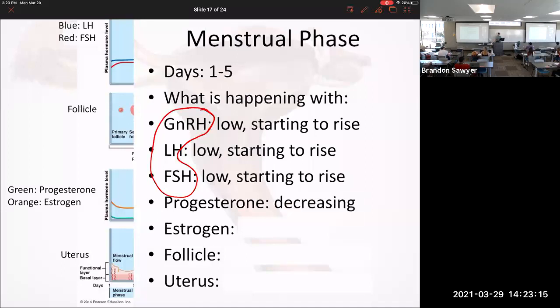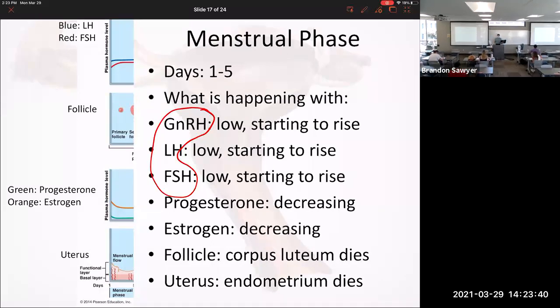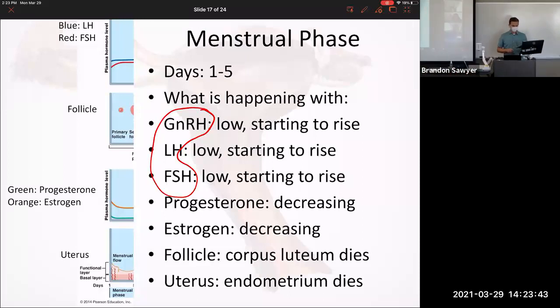Progesterone is dropping drastically because the corpus luteum is gone now. Estrogen is still low, decreasing. Follicle, this is when the corpus luteum dies, and the uterus, the endometrium dies. Okay, and this is what the menstruation is made up of, is that endometrium. Okay, so that's days 1 through 5.